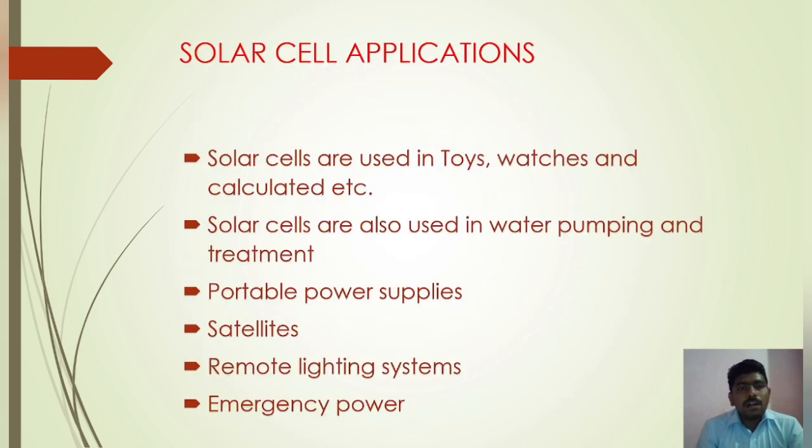This energy is used in homes, daily life, and other activities. After that, some applications: here I am discussing the solar cell. Solar cells are used in toys, watches, and calculators. Solar cells are also used in water pumping and treatment. Portable power supplies also use solar cells. Satellite communication, remote sensing, emergency power. So these are some basic applications of solar cells in our daily life.